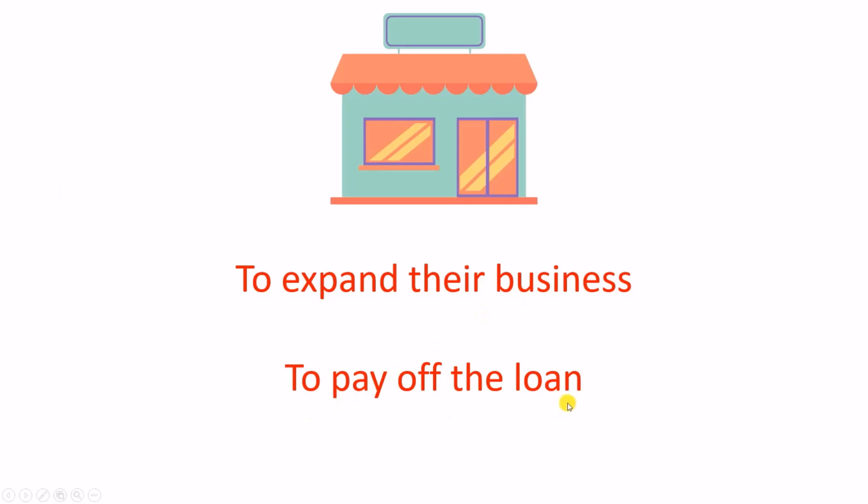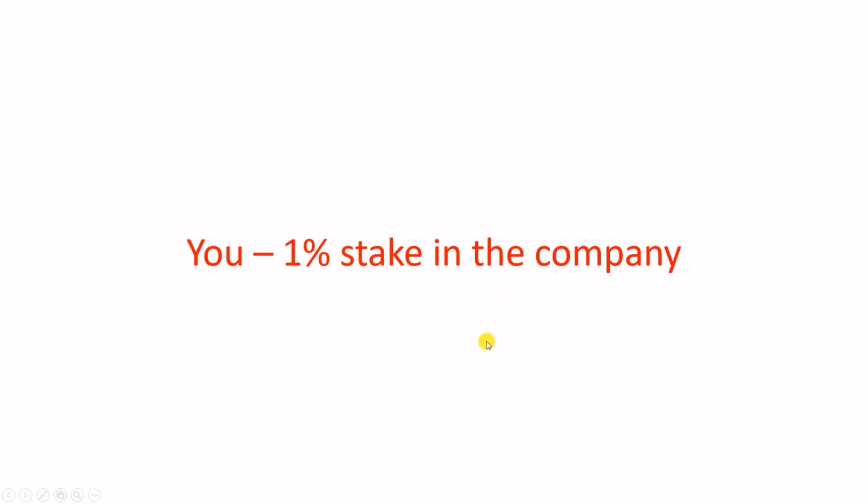Now, next point. From the point of view of the investor or stakeholder, let us say that before the rights issue, you have 1% stake in the company. That means you own 1% of the equity. All right, 1% of the shares of the company.